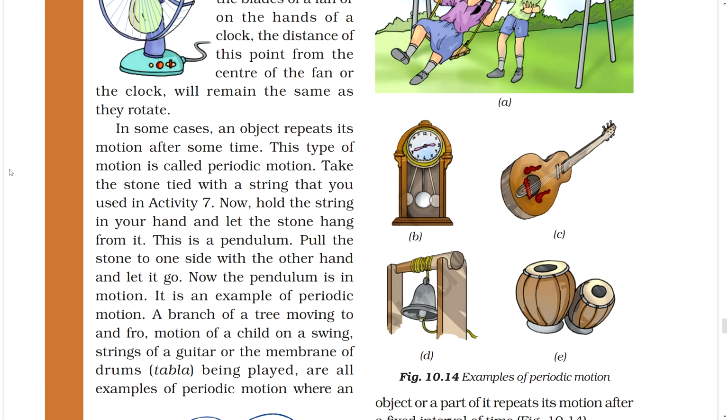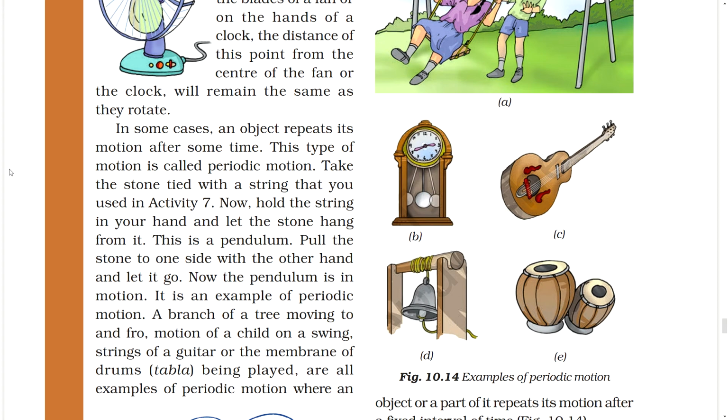In some cases, an object repeats its motion after some time. This type of motion is called periodic motion. Take the stone tied with a string that you used in Activity 7. Now hold the string in your hand and let the stone hang from it. This is a pendulum. Pull the stone to one side with the other hand and let it go. Now the pendulum is in motion.